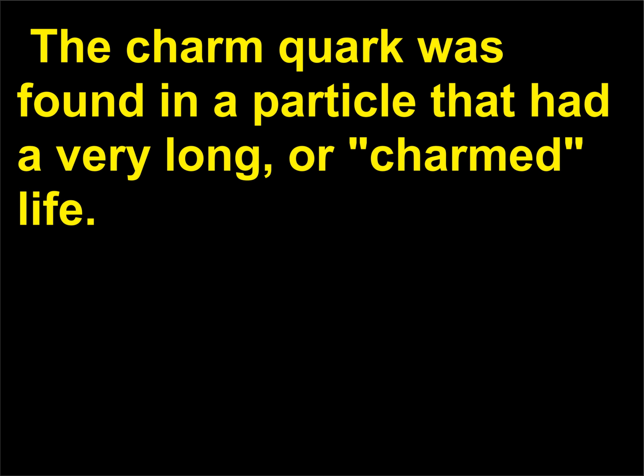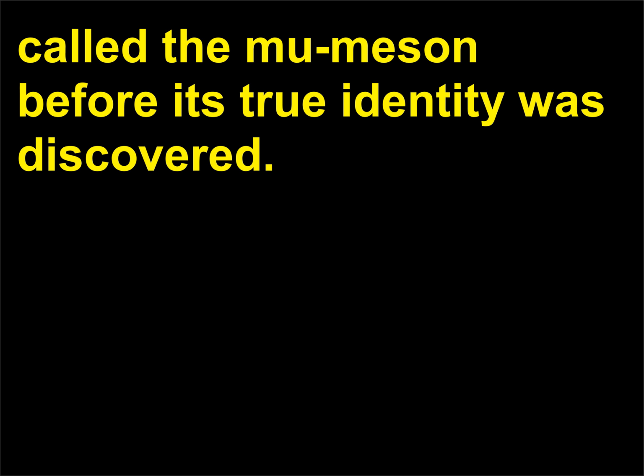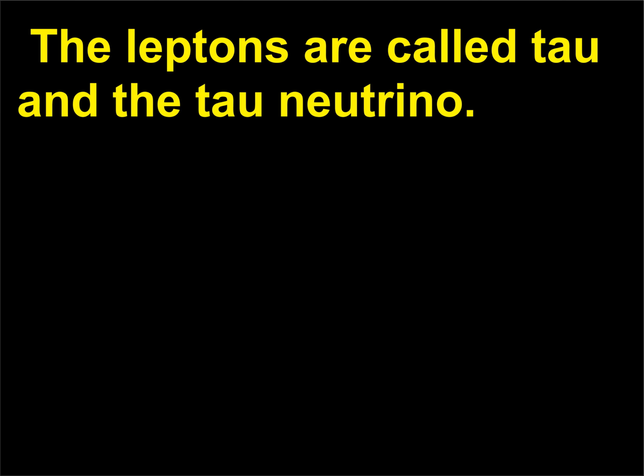The charm quark was found in a particle that had a very long, or charmed, life. The leptons are the muon and muon neutrino. The muon was first called the mu meson before its true identity was discovered. In the third generation, the quarks are called bottom and top. The leptons are called tau and the tau neutrino. What is speed?